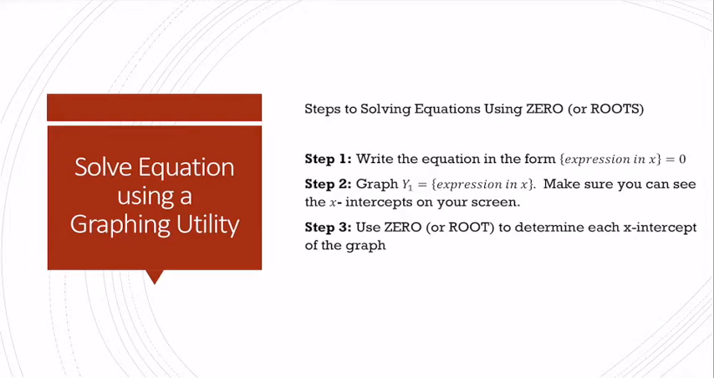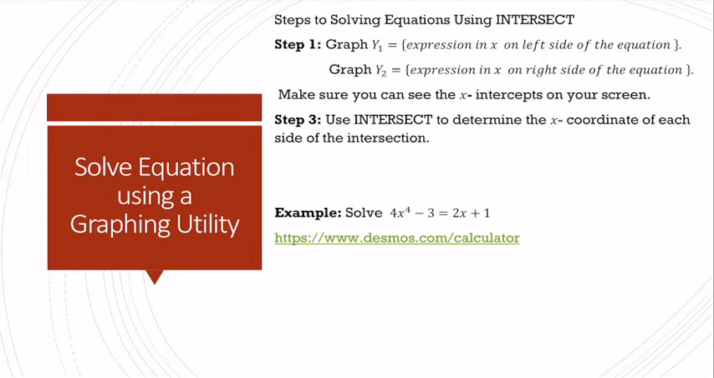So in order to solve an equation using a graphing utility, you can write the equation in the form of the expression equals 0 and graph it, and make sure you can see the x-intercepts on your screen. Those x-intercepts are going to be the solutions. You can use the zero utility on your graphing calculator. You can take a look at Desmos.